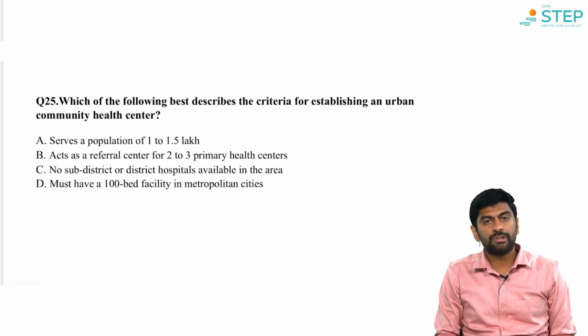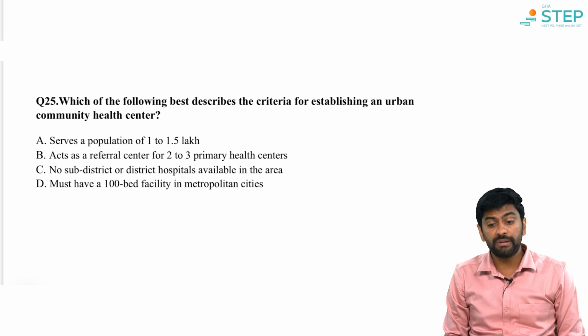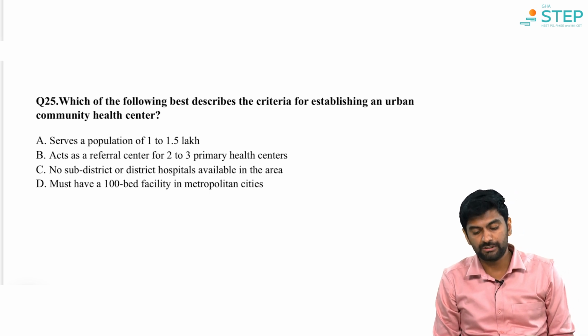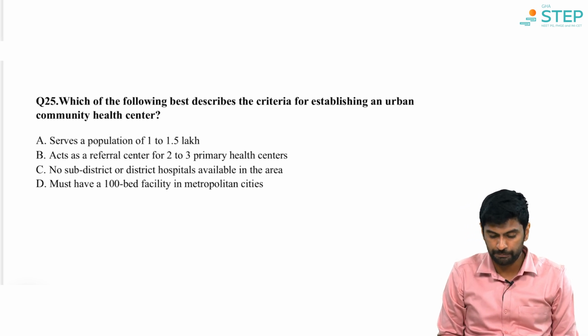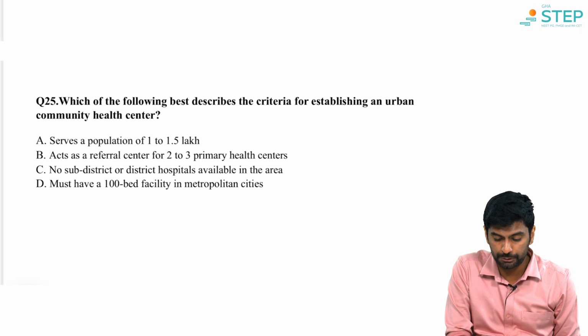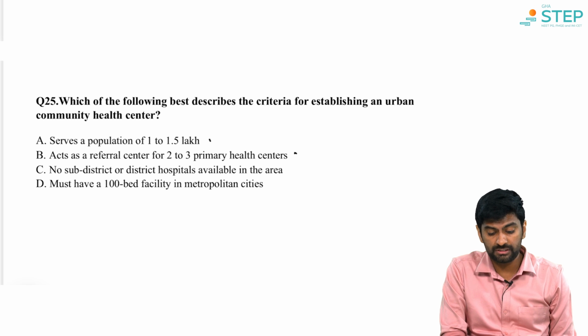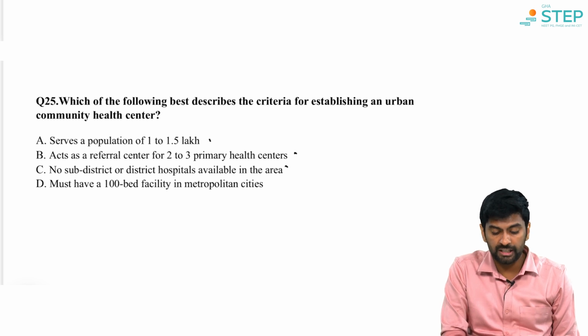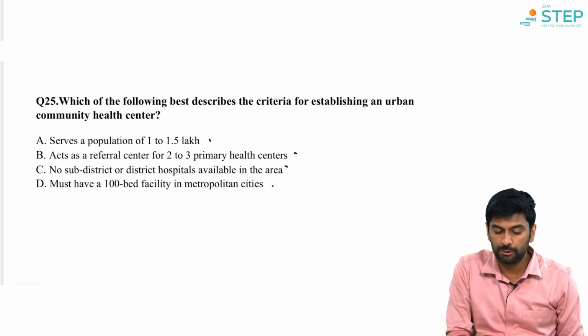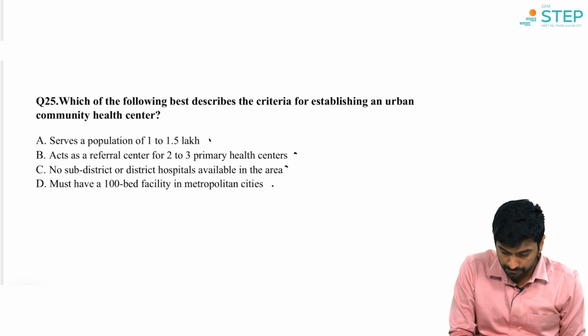Next, question 25. Which of the following best describes the criteria for establishing an urban community health center? A. Serves a population of 1 to 1.5 lakh, acts as a referral center for 2 to 3 primary health centers, no sub-district or district hospital available in the area. D. Must have a 100-bedded facility in metropolitan areas.